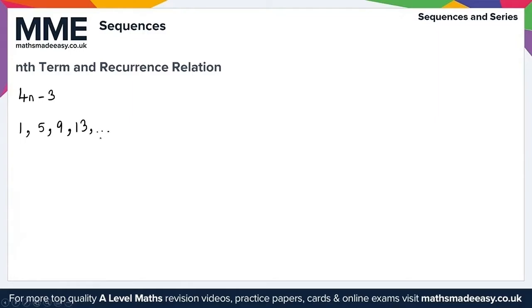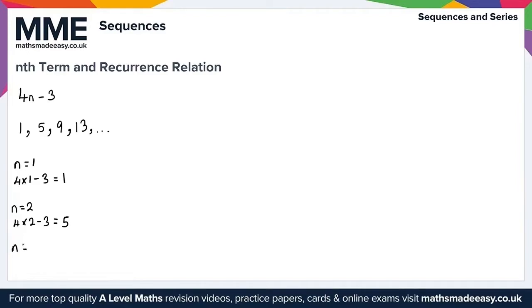The reason for that is because if we set n equal to 1 here, we get 4 times 1 minus 3. So that gives us 4 minus 3, giving us 1. That gives us our first term there. And again, if we set n equal to 2 here, we do 4 times 2 minus the 3 again, and that gives us 8 minus 3, giving us 5 there. Like we can see, we get the second term, and we can keep going with this process here.